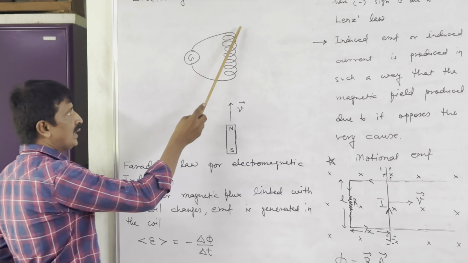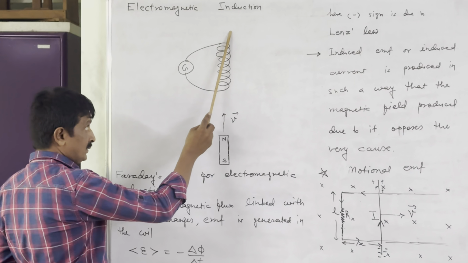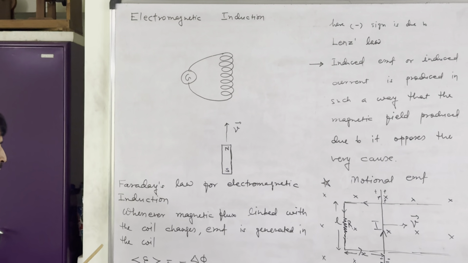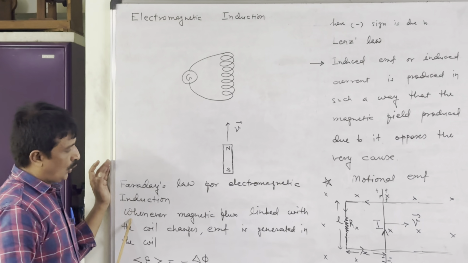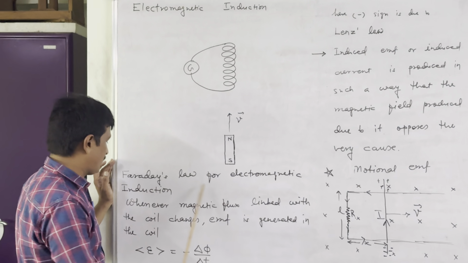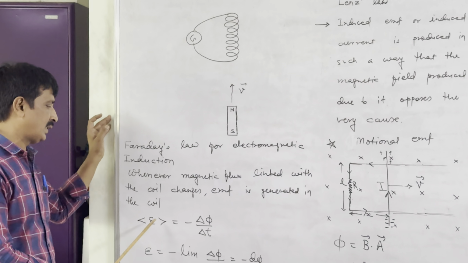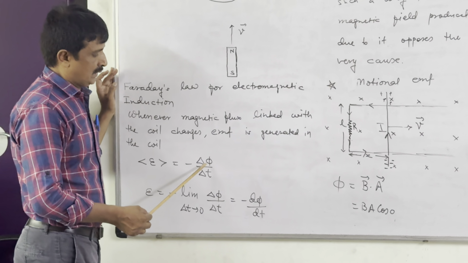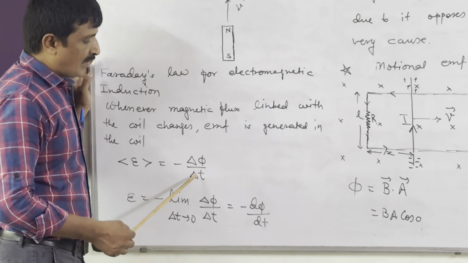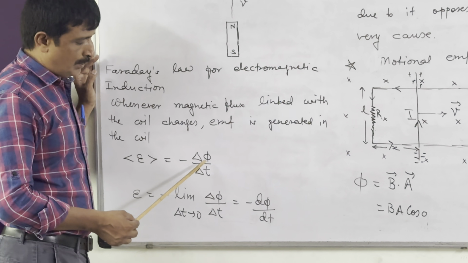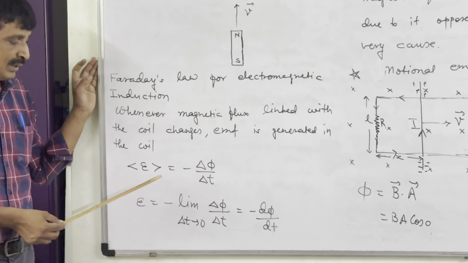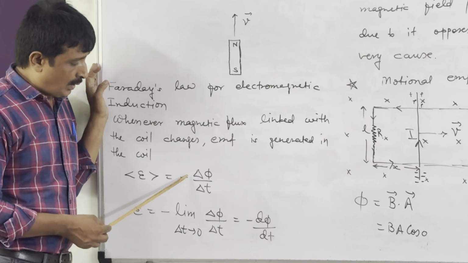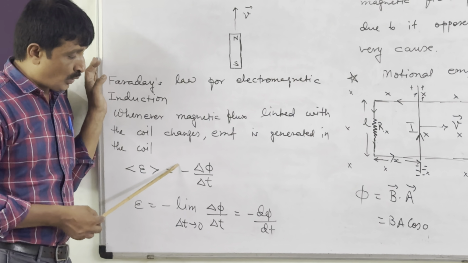So the magnetic flux linked with the coil is changing, so EMF is generated. This is the law: whenever magnetic flux linked with the coil changes, EMF is generated in the coil. It is given by average EMF is minus delta phi by delta t. Delta phi stands for change in magnetic flux, delta t is the time interval for that change. Here the minus sign is due to Lenz's law.